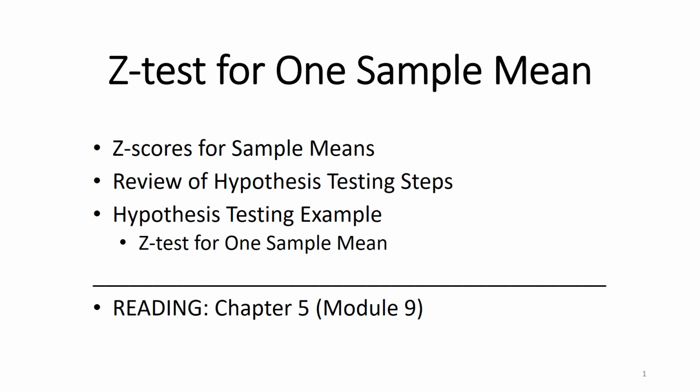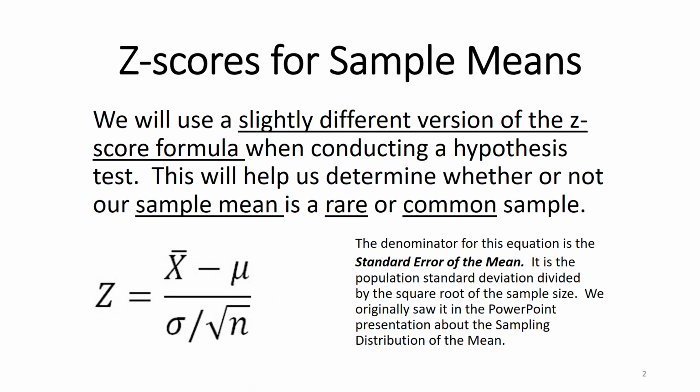All right, let's dive into z-test for one sample mean. The first thing we need to realize is that when we're doing a z-test for one sample mean, we need to look at how we're going to slightly tweak the z-score for a sample mean. So far, we have been using the z-score formula for individual values, and that was z equals your individual value minus a mean divided by a standard deviation.